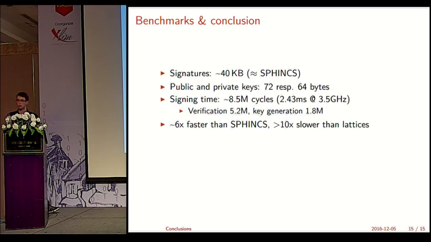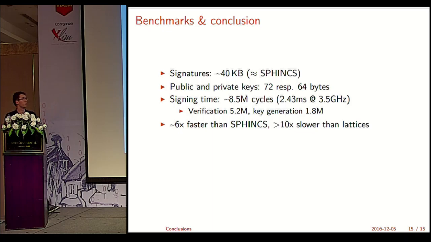To give you some conclusions and benchmarks, the signatures are 40K, which is roughly what SPHINCS+ is also getting. SPHINCS+ is the current state-of-the-art hash-based signature scheme, which is the most conservative signature choice you could make right now. There are public and private keys of 72 and 64 bytes, so those are very small. It's a result of choosing just a seed and this input to the MQ function.